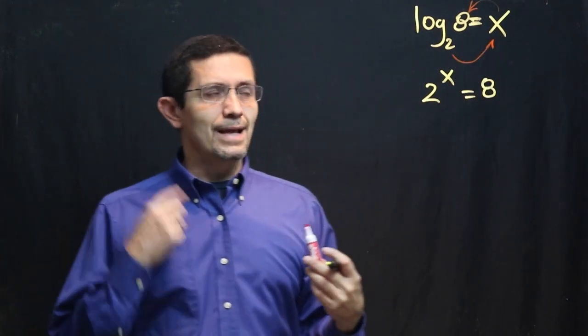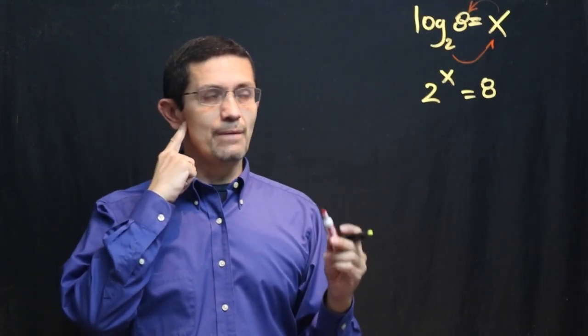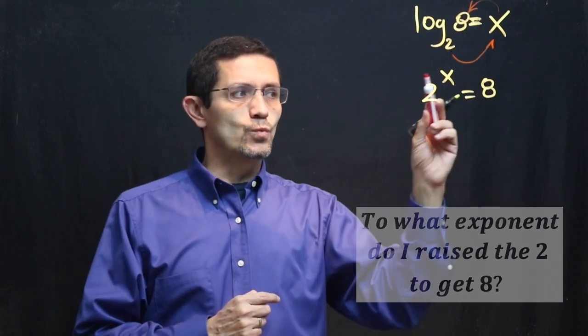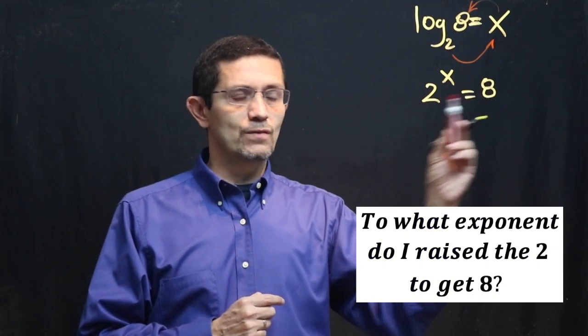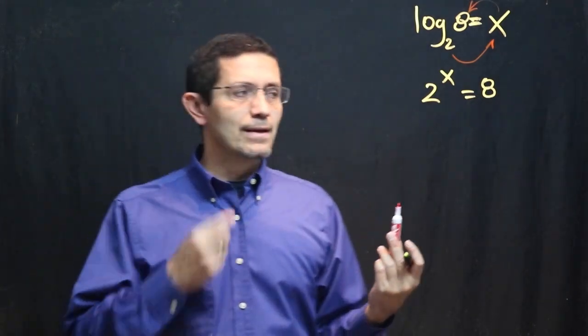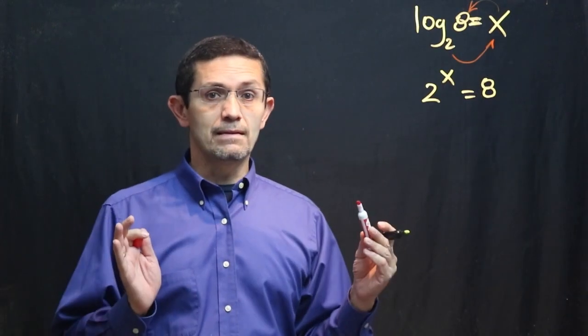So every time we're working with logarithms, we're thinking in exponents, okay? Because my answer is an exponent. So the idea is, to what exponent do I raise the 2 in order for me to get 8? This is a simple one because the answer is 3. But the idea is to learn a process. If we learn a process, we can solve anything that I want.